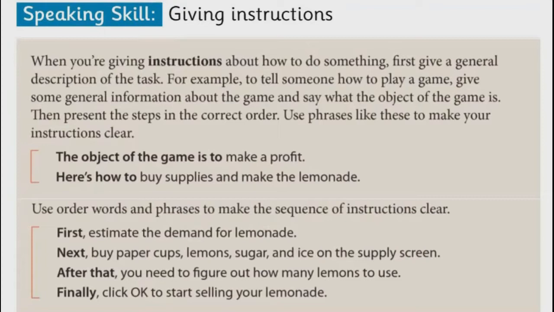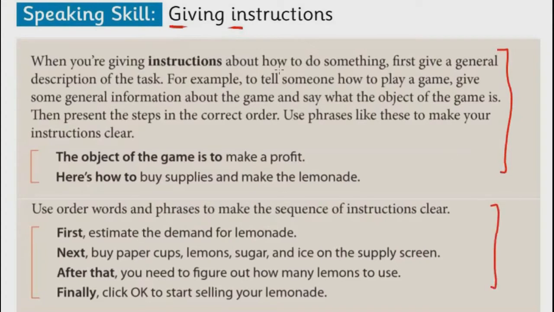We're looking at book 2, listening and speaking, unit 4. We're on page 72, and the skill we're looking at is the speaking skill. The speaking skill is about giving instructions. What's the best way to give instructions? There are 2 points here: the first point and the second point.